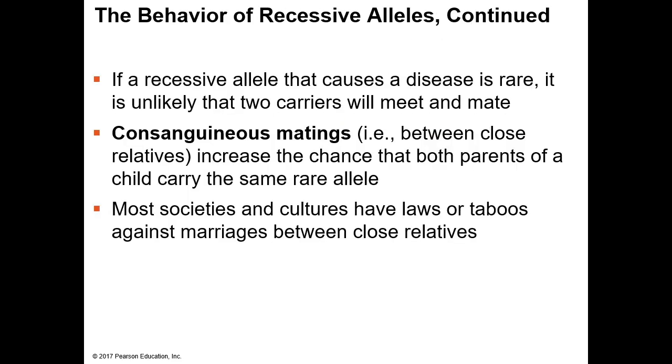If a recessive allele that causes a disease is rare, it is unlikely that two carriers will meet and mate. Consanguineous matings between close relatives increase the chance that both parents of a child carry the same rare allele. Most societies and cultures have laws or taboos against marriages between close relatives.